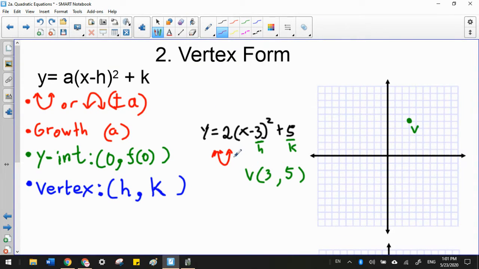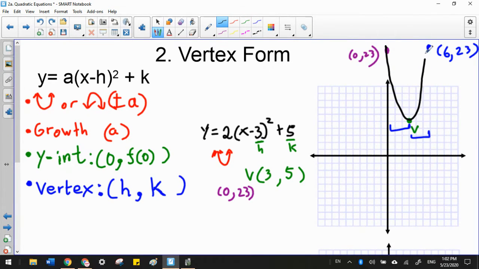And if I want to find the y-intercept, I just need to plug 0 into the situation. That's going to give me negative 3 squared, which is 9, times 2 is 18, plus 5 is 23. So then the y-intercept would be somewhere up here. And if you want to draw this curve, you know that the other point is going to be equidistant to the vertex as the first point that I just found. So if (0, 23) is 3 units away horizontally from the vertex, that means it's the same horizontal distance from the vertex to the other point. So this right here would be (6, 23). And then we can graph this pretty little quadratic. And now we have a graph.